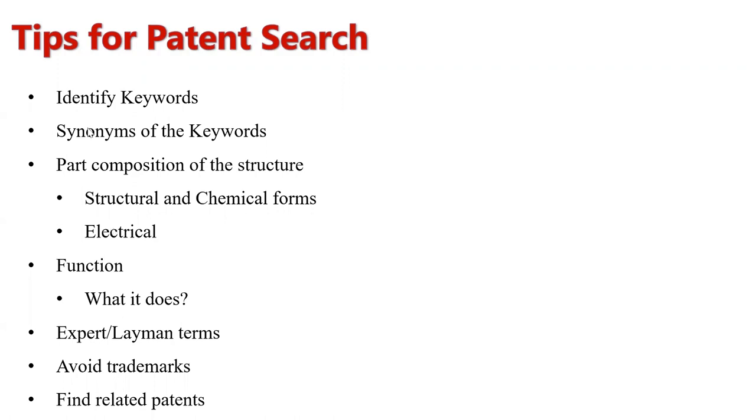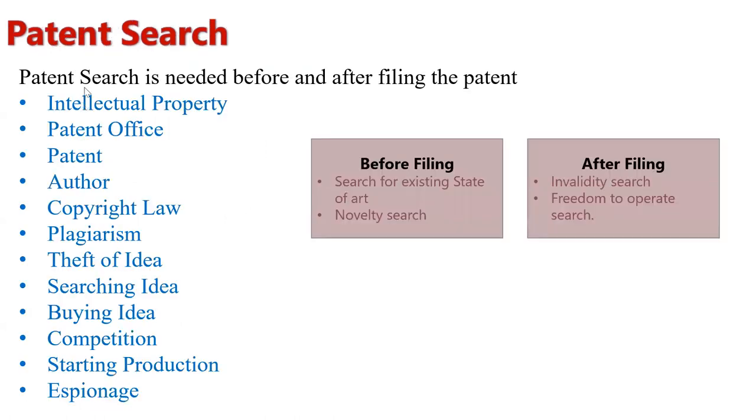So a patent search can be done before filing the patent, and it can also be done after filing the patent. Like I'm showing, before filing a patent, you can search for the existing state of art. If suppose I want to see what other patents in the same field are available, this option will help you to search the existing state of art.